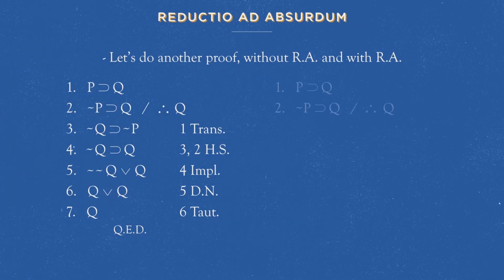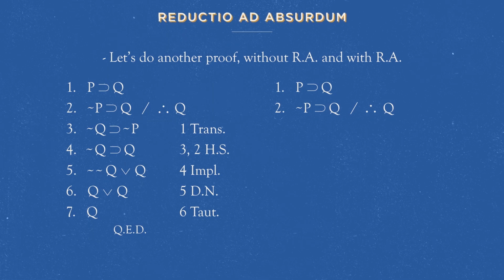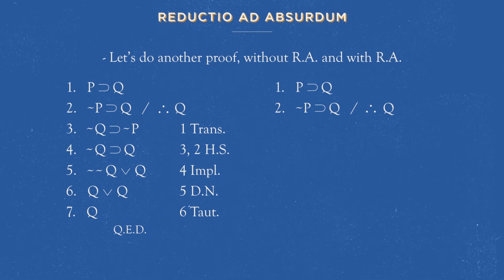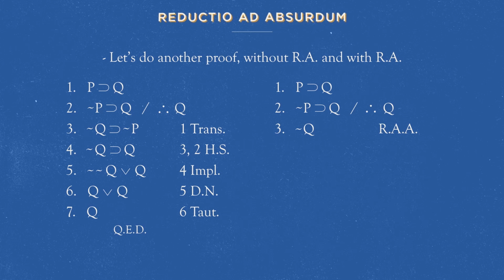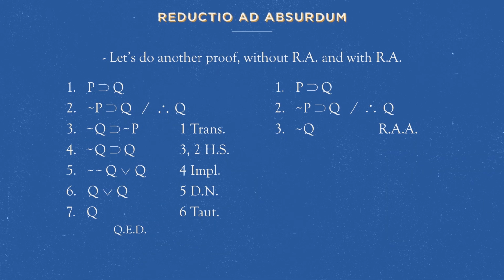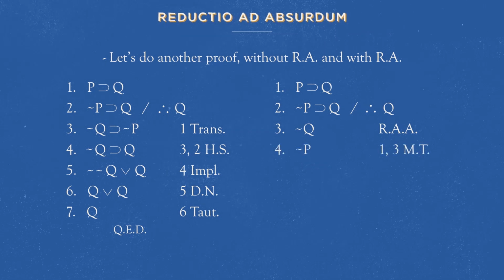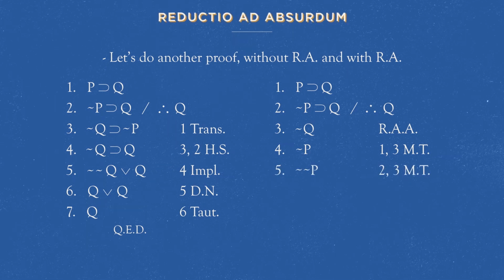But now let's try that same proof with the reductio. First step, we assume the opposite of what we're trying to prove. If P then Q, if not P then Q, therefore Q. So we assume not Q, justified with RAA, the reductio ad absurdum assumption. Modus tollens is the obvious next step. If P then Q, not Q, therefore not P. Then we'll use another modus tollens. If not P, then Q, not Q, therefore not P.